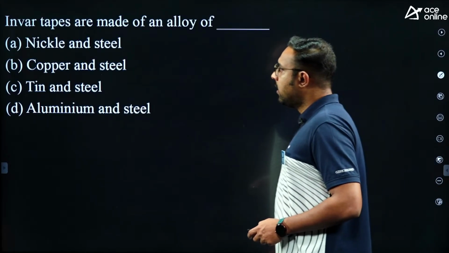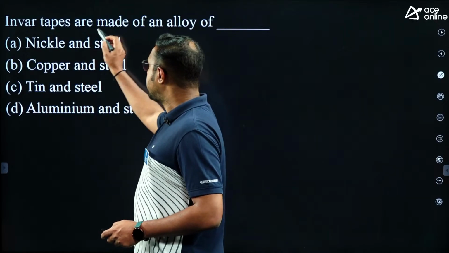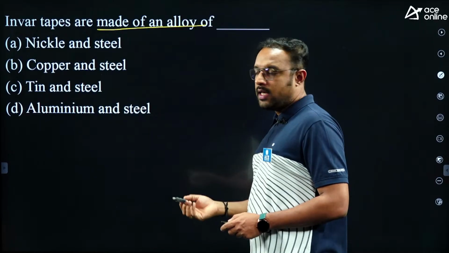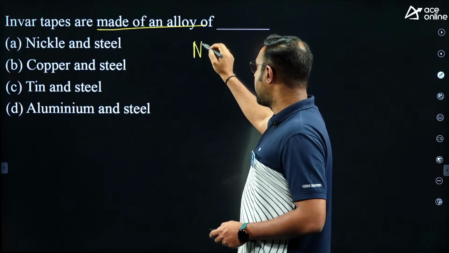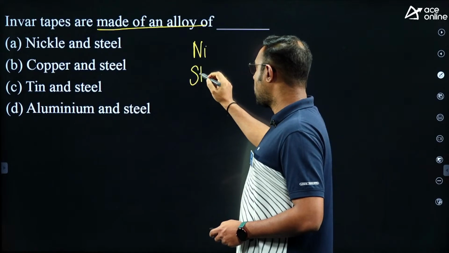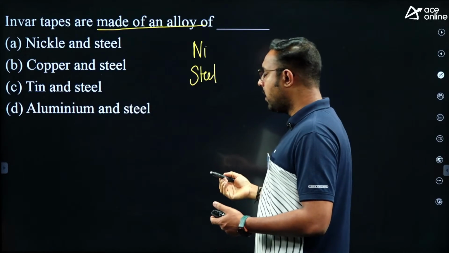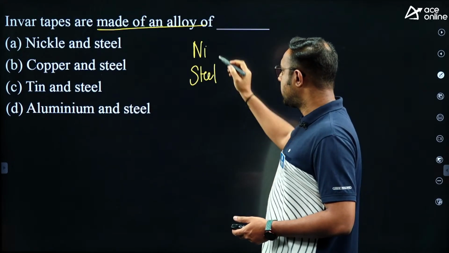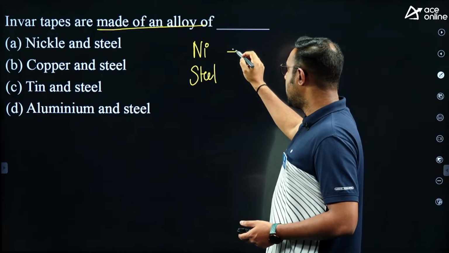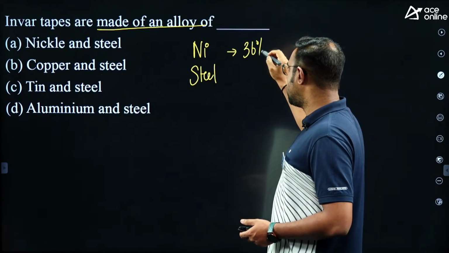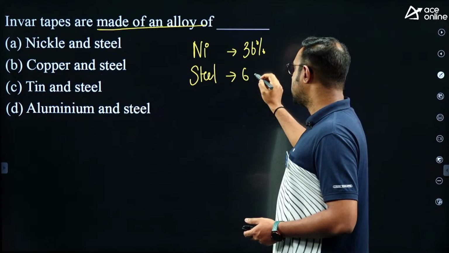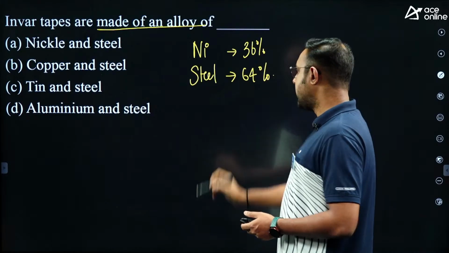Look at this. Invar tapes are made of an alloy of dash. Invar is made up of an alloy of nickel and steel. It's a combination of two metals, nickel and steel. Nickel is generally 36% and the remaining 64% is steel.